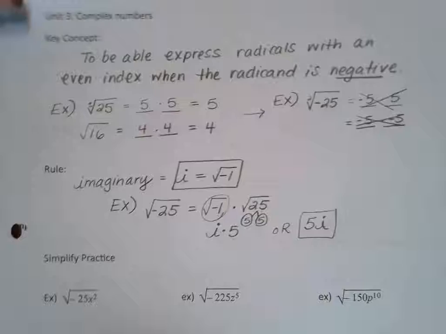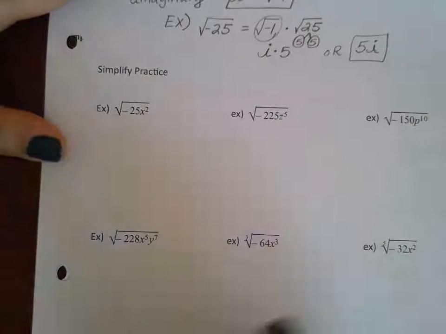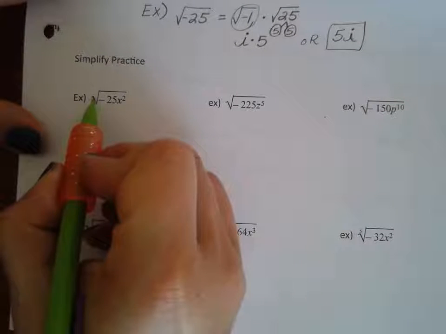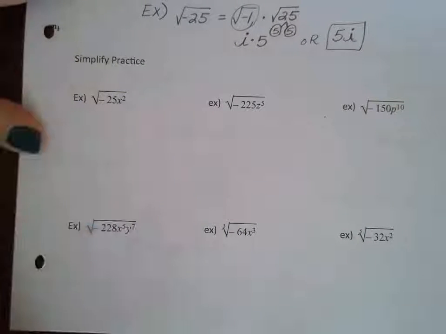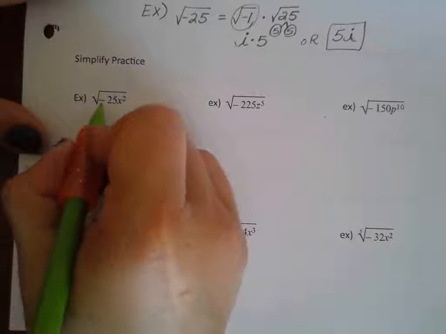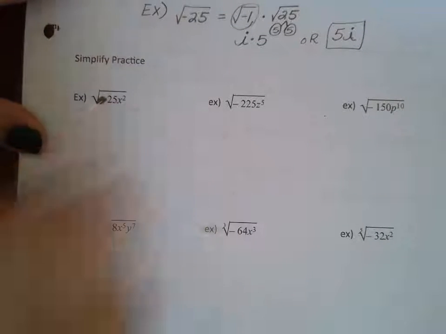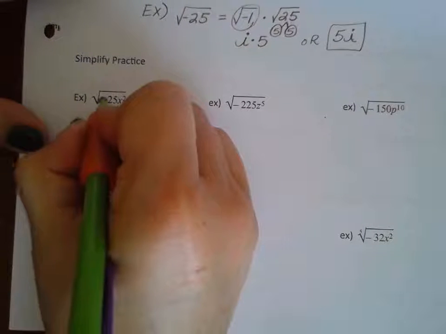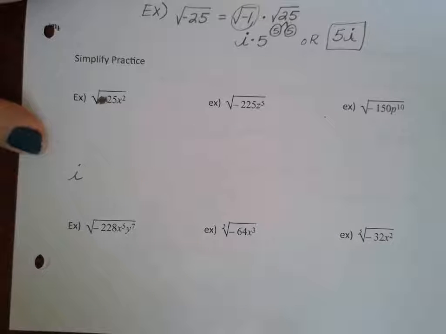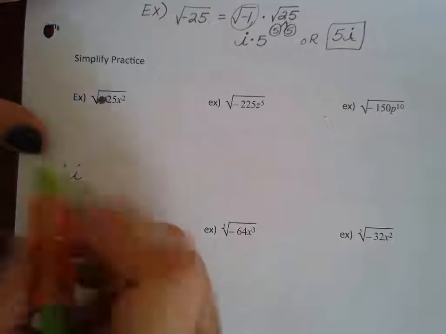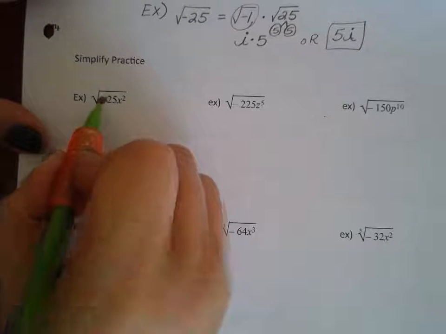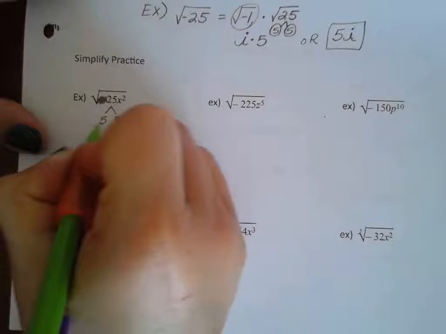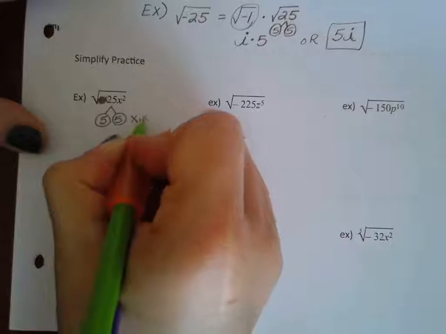Let's go through the first example. This is what I tell everybody to do to make this really simple. Whenever you have a square root or any even index and you have a negative under here, just cross it out and write a little i down here. That takes care of that negative. You're not going to have a negative answer. Your answer is just going to have a little i in it. You break this down, 5 times 5, and then these are prime, and then you have x times x.